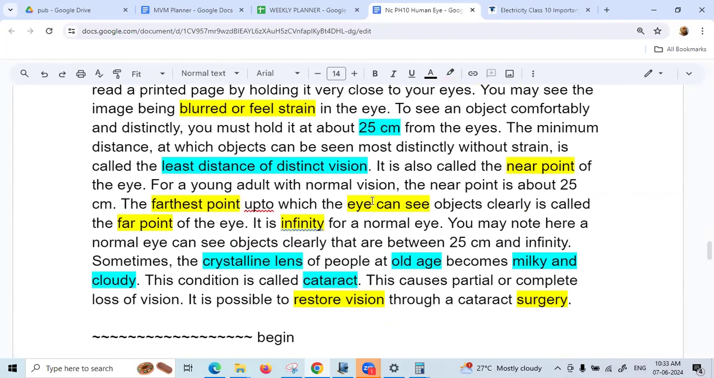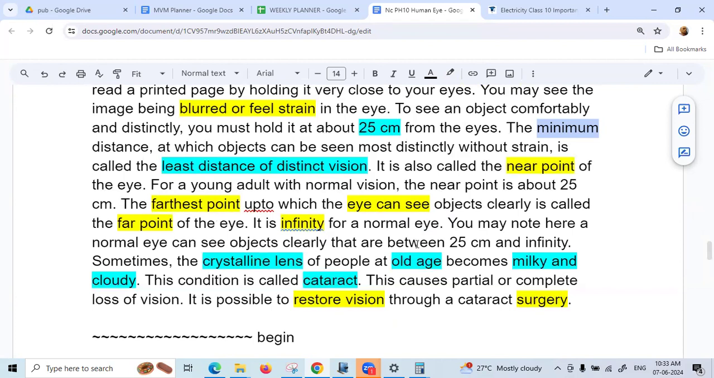The farthest point up to which I can see is called the far point, and it is infinity for a normal eye. Okay. And 25 centimeters is the minimum distance you can see. If the object is within 25 centimeters, even a good eye will not be able to see.